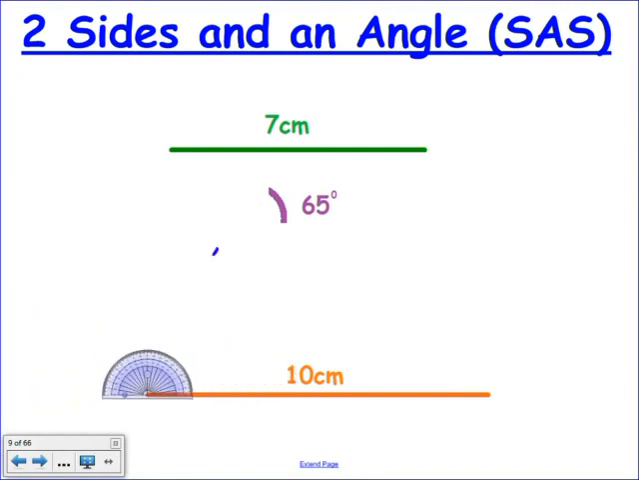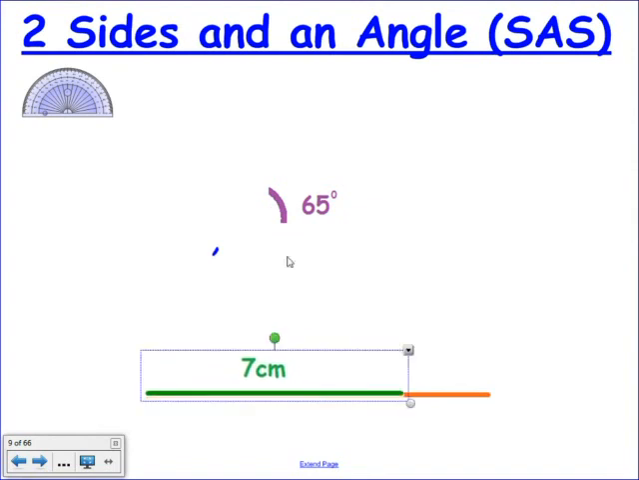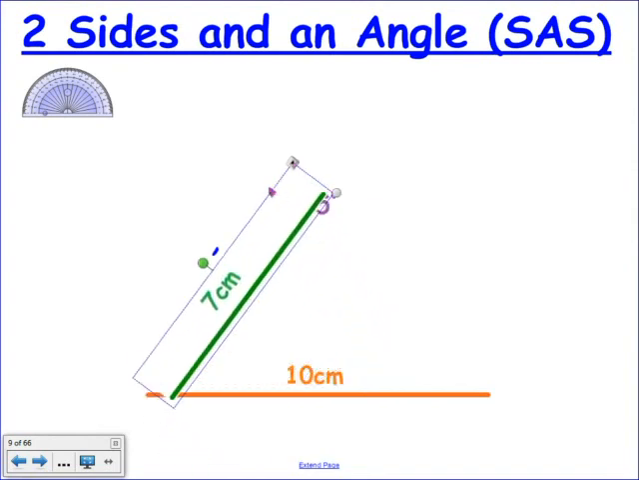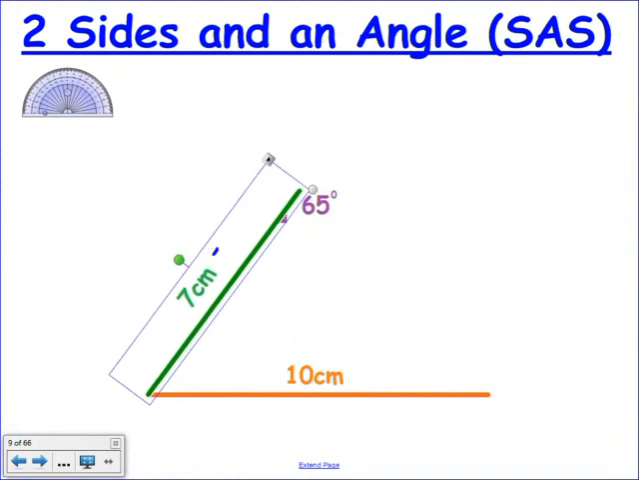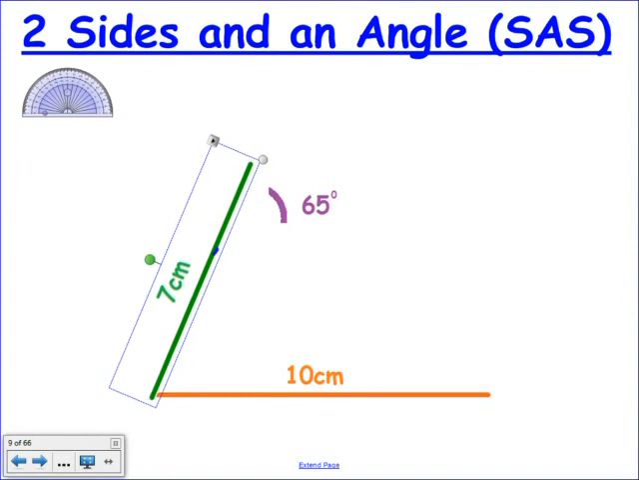Let's shrink this down and get rid of it. So I've gone from there and I've measured 65 degrees. And then to do that nick, I'm going to draw my 7 centimetre line so that it goes through my nick. See what I've done there? So I know that this angle here is 65 degrees.